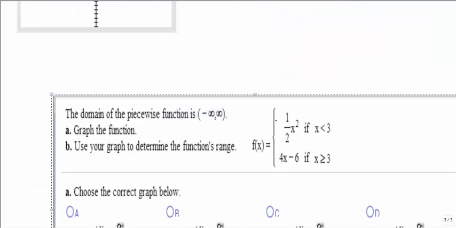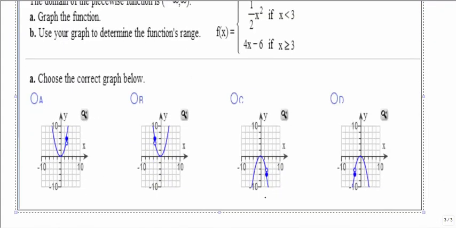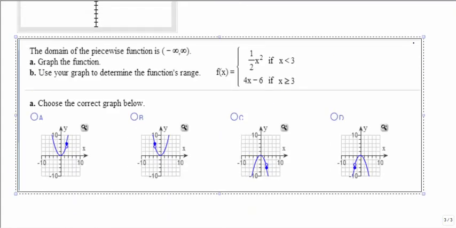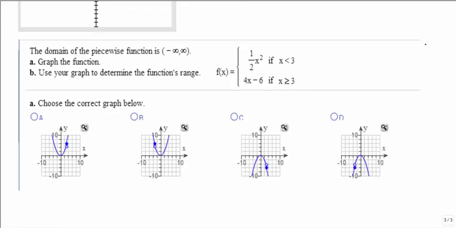Now the next problem we're going to look at is similar to the one we just did in terms of it's a piecewise function, and we're looking at the graph and we want to talk about the domain and the range, but it's a very, very different shape. So they tell us that the domain is all real numbers from negative to positive infinity. Again, we can see that that's here, x less than 3, and x greater than or equal to 3. This is a parabola that's opening up, and it may just be a part of the parabola depending on how much is restricted here.